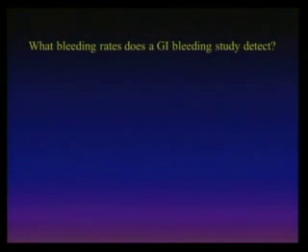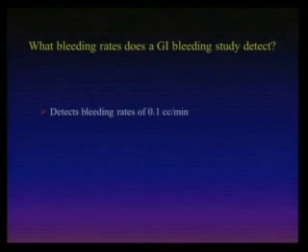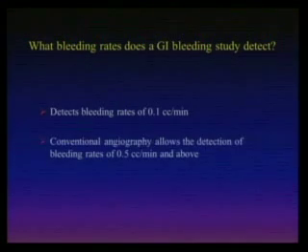So what's the bleeding rate that the GI bleeding study detects? Daniel? Gram over 12. So 0.1 cc per minute. Let me calculate that. What's the angiogram detect rate? 0.5 cc. So that's the more sensitive study. So it's not uncommon that the nuclear study is positive and then IR is negative.